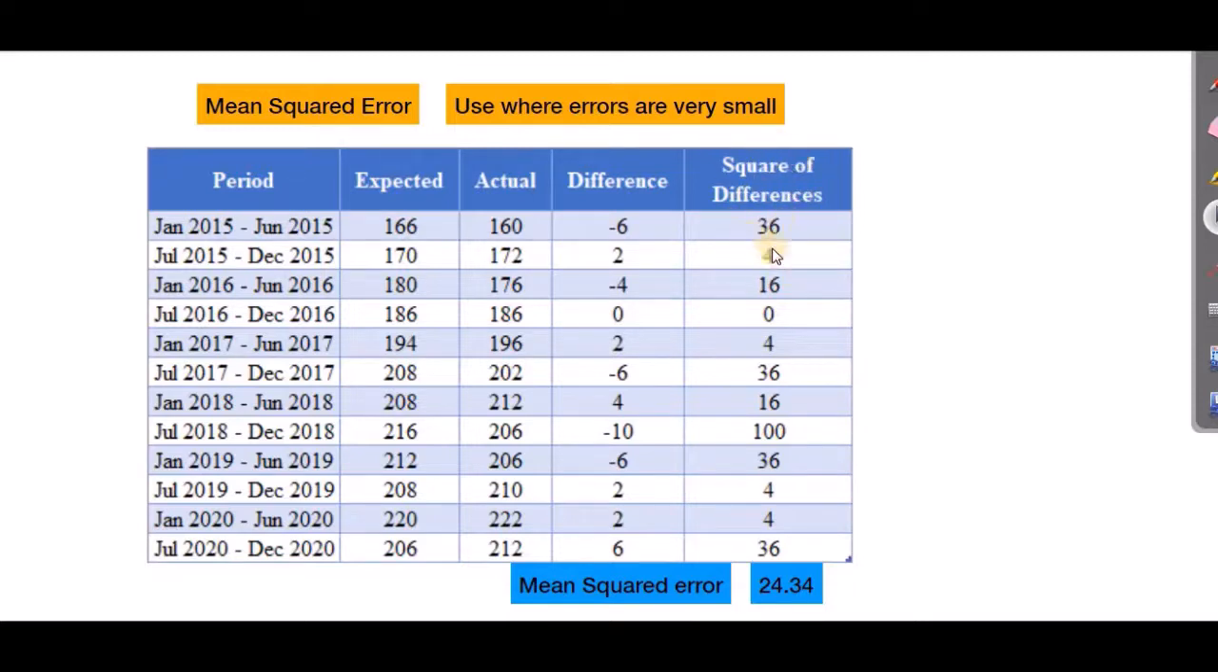So the squared difference is the square of the difference. Here you can see we have applied it to all the rows. At the end we get the mean squared error, which is 24.34. So this is the mean squared error. You can see we use it wherever the values are very small, in that case we will use the mean squared error.